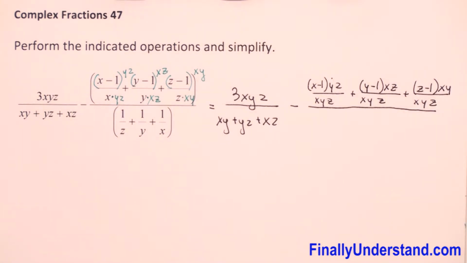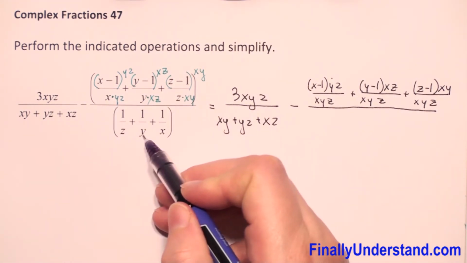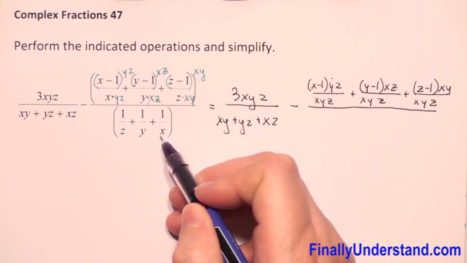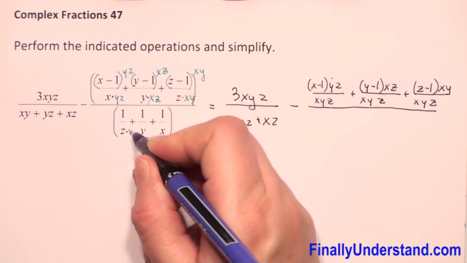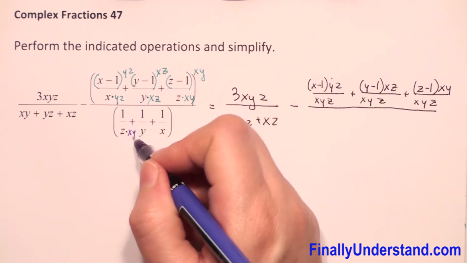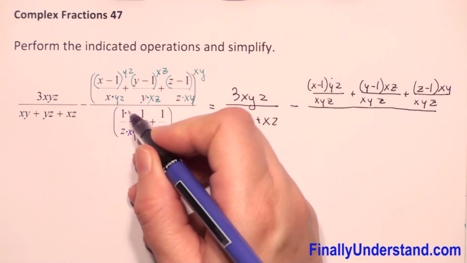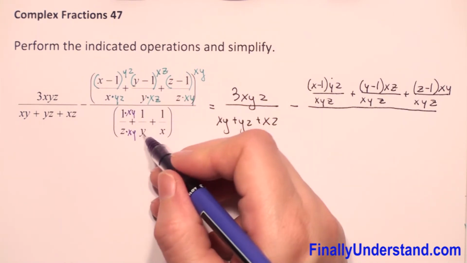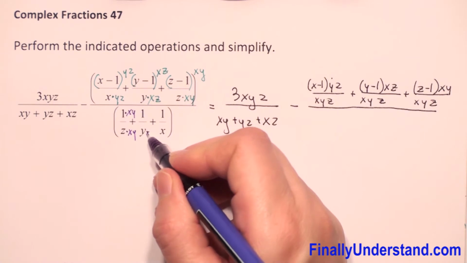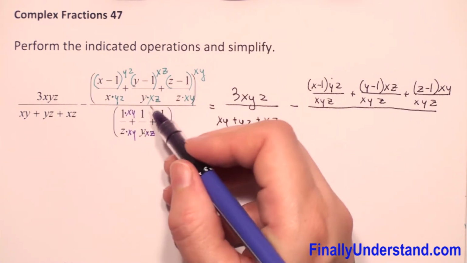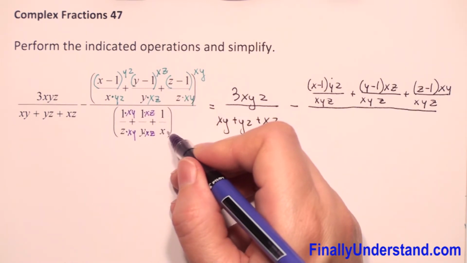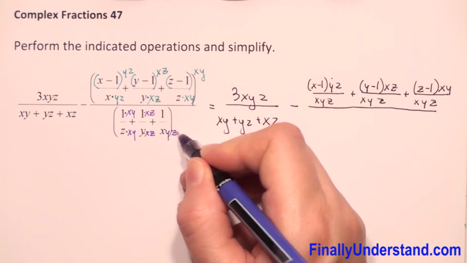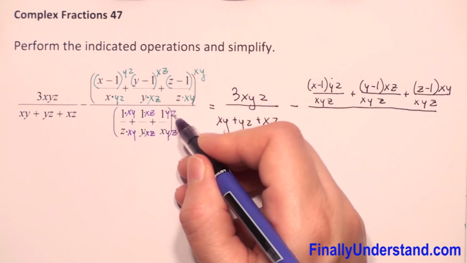And in the denominator we need the common denominator also. So we have z, y, x, so the common denominator will be xyz. I have to multiply z by xy. Whatever I did with the denominator, I have to do the same with the numerator, so it will be times xy. I have y, so I have to multiply times xz. The same I have to do with the numerator, times xz. And x I have to multiply times yz. The same with the numerator, yz.